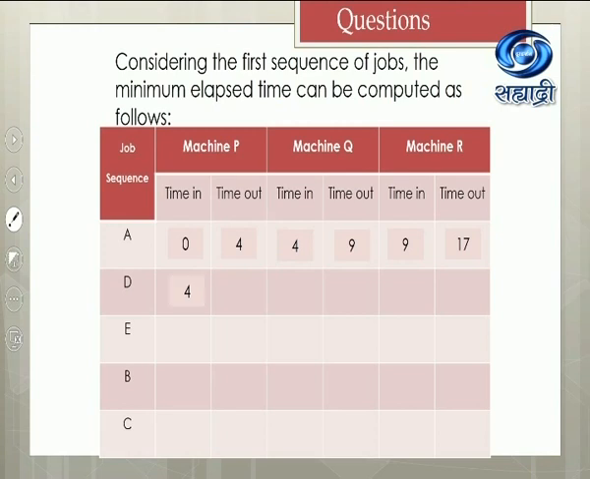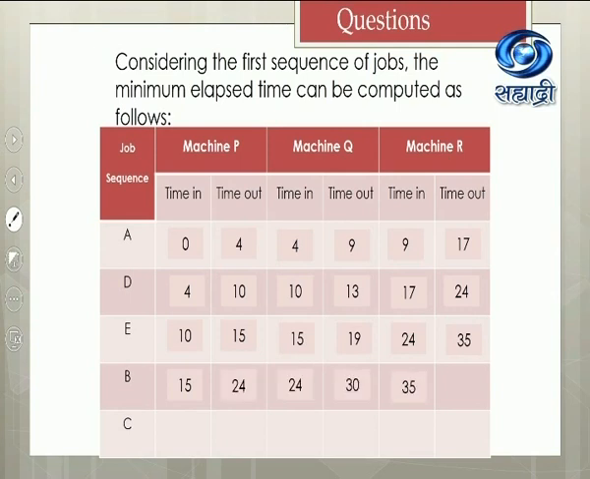For job D, it will be 4, 10, 10, 13, 17 and 24. So just be careful while you all are writing. The same series applies over here. Just see the minimum, and then write. For E: 10, 15, 15, 19, 24, 35. For B it will be 15, 24, 24, 30, 35 and 45. For C it will be 24, 32, 32, 34, 45 and 51.